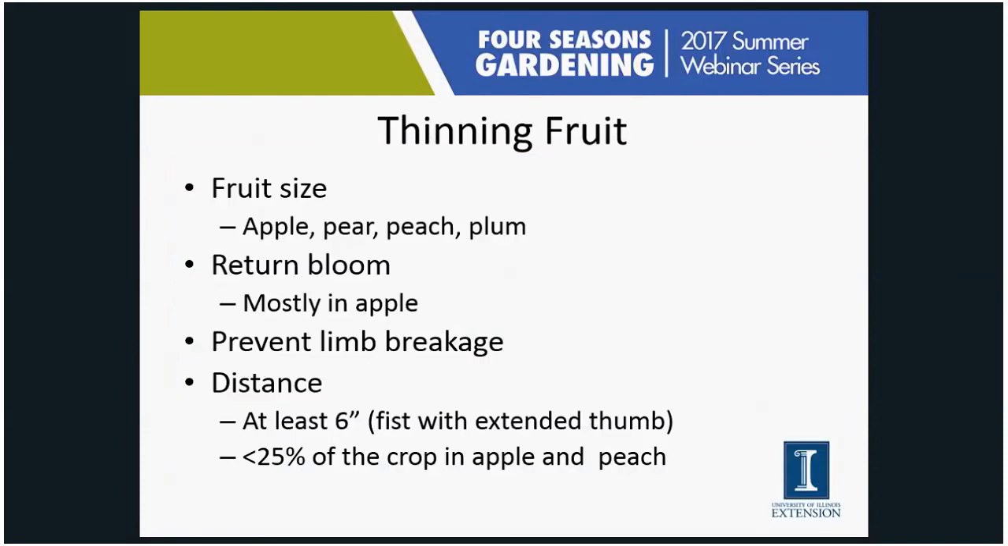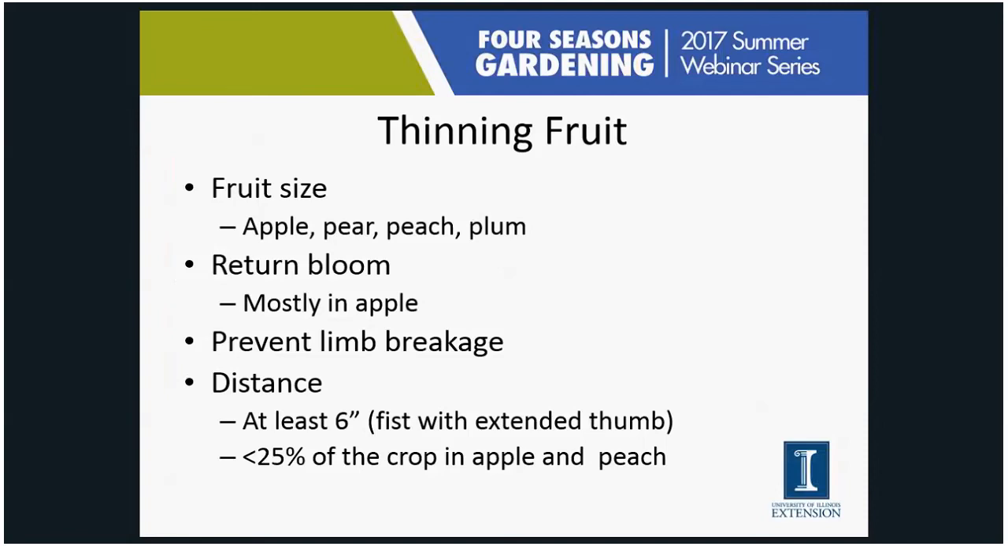Thinning the fruit is going to be a practice that you'll need to adhere to so you can have good fruit size for apple, pears, peaches, and plums. And again, with that biennial bearing, you want to have return bloom, and so the thinning will help that.